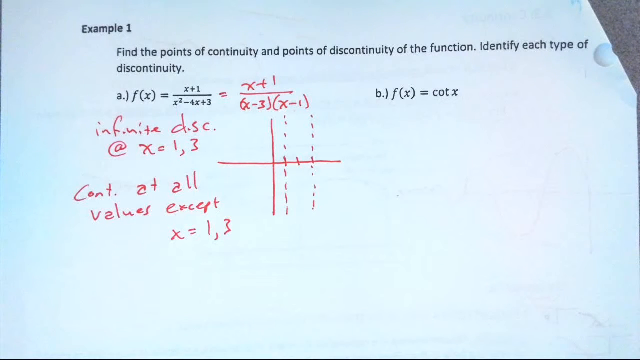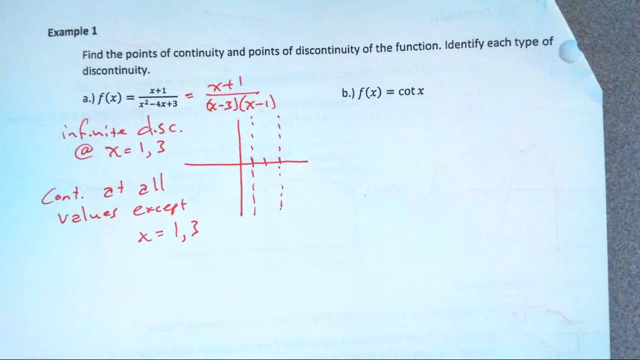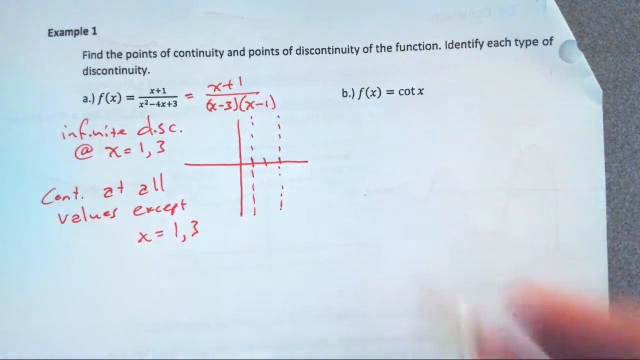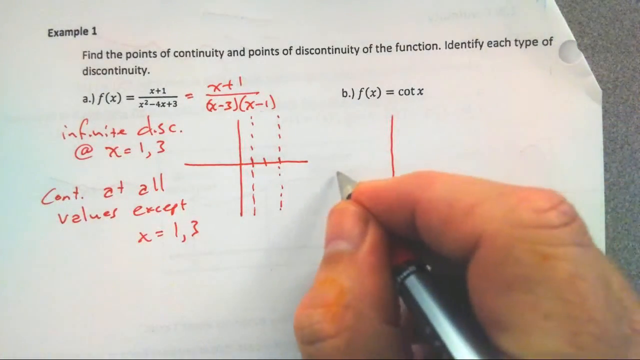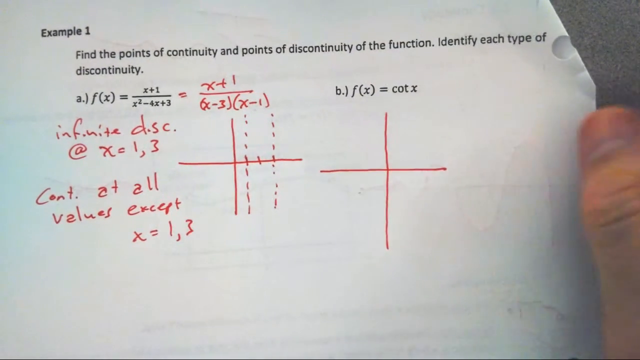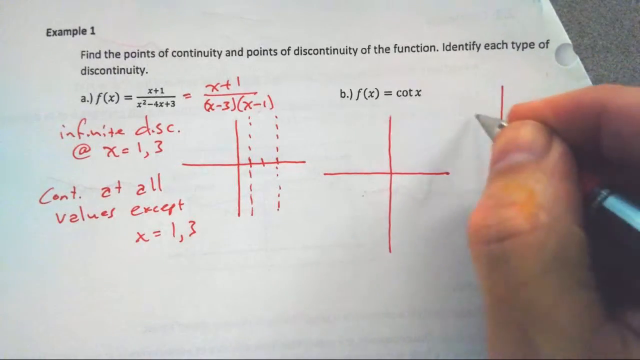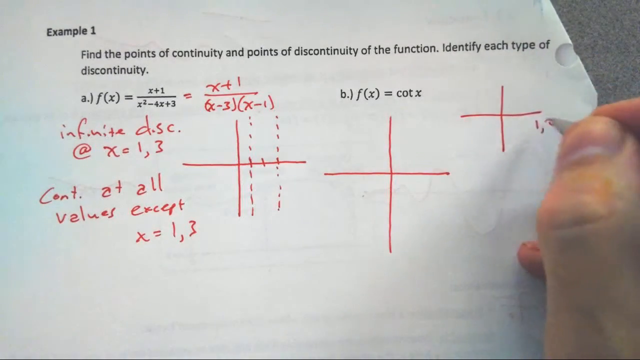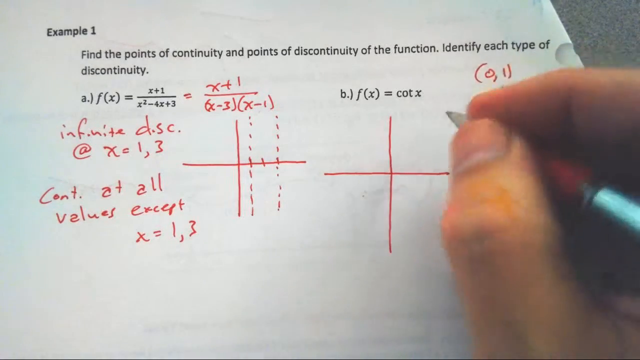Okay? All right. Take a minute, see if you can come up with the cotangent graph. Try to do it without looking up. If you need to be looking up, I'm going to be building it here. Maybe we don't remember what cotangent looks like.